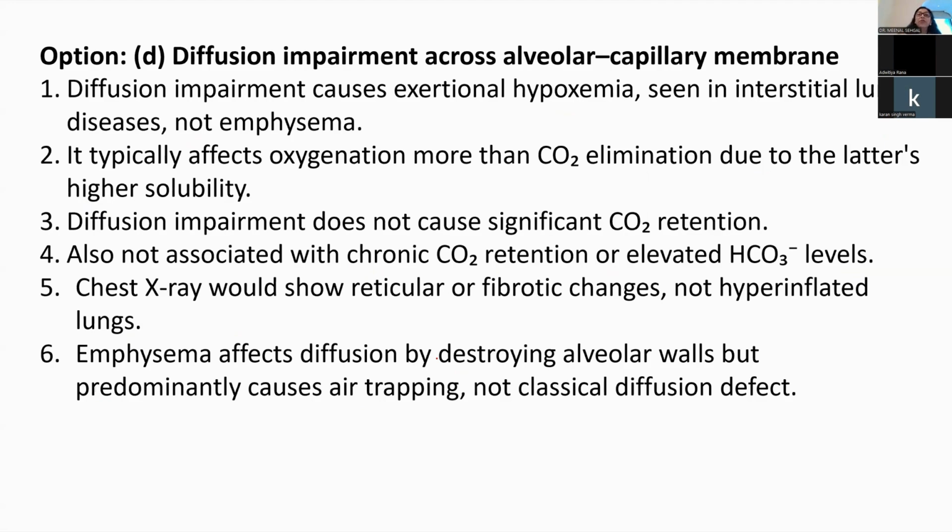So can it be diffusion impairment across the alveolar capillary membrane? Diffusion impairment happens when does it happen? In cases, pictures like you have ILD. So diffusion impairment causes exertional hypoxemia. So there is exertional dyspnea, exertional hypoxemia as seen in ILD, that is interstitial lung diseases, and not in emphysema.